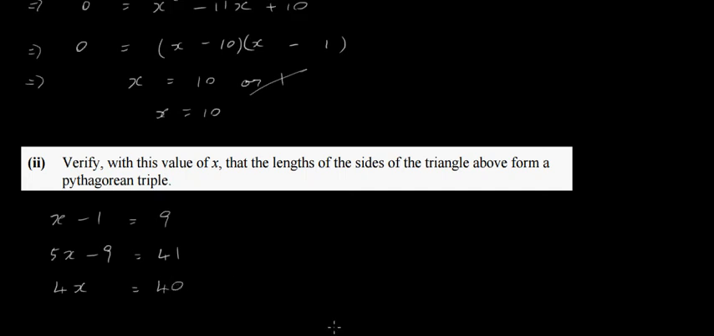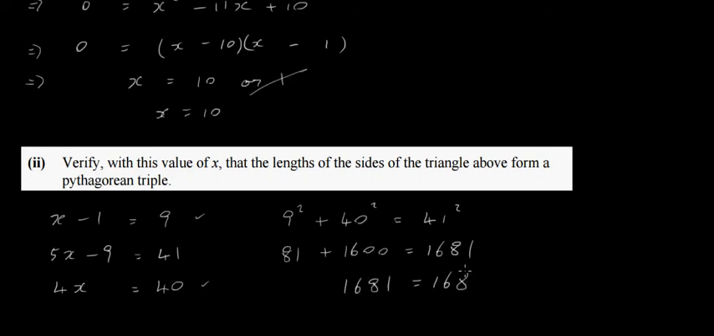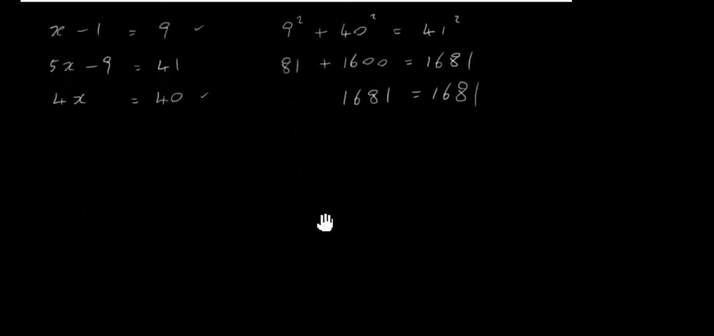So this one and this one here, they're the two short sides, so let's just square those. We get 9 squared plus 40 squared, and that should give us 41 squared. Well, that will give me 81 plus 1600, and 41 squared is 1681. These two together give us 1681 equal to 1681. So these three numbers here, 9, 41 and 40, do form a Pythagorean triple. Okay, so that's part 2.